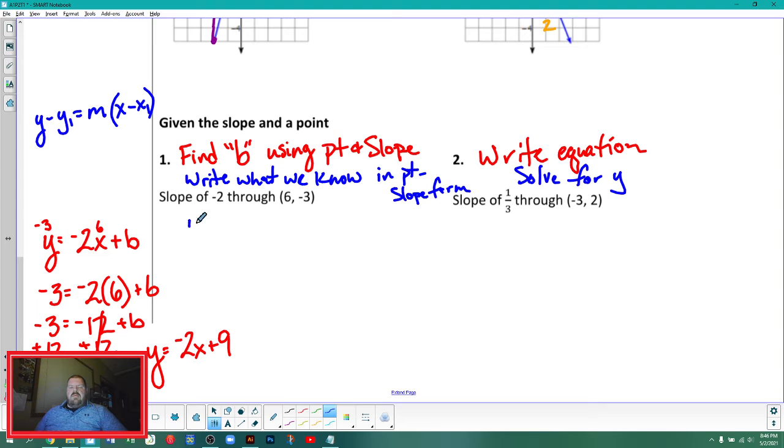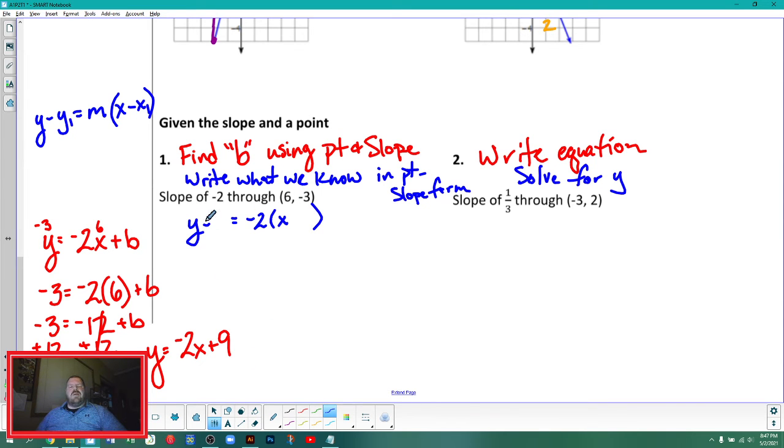So if we do that on this, we'll get y minus 6 equals -2 for the slope. X minus a -3 would be x plus 3. And I'm having some doubts. Hold on a second. Oh yeah, that would be my doubts. Those are backwards. Okay. That makes a little more sense.